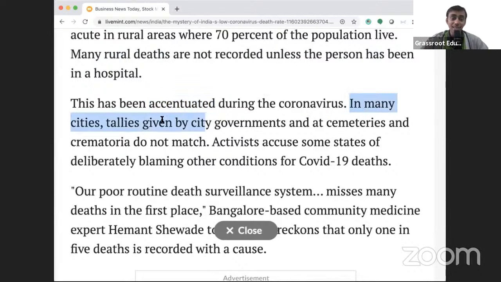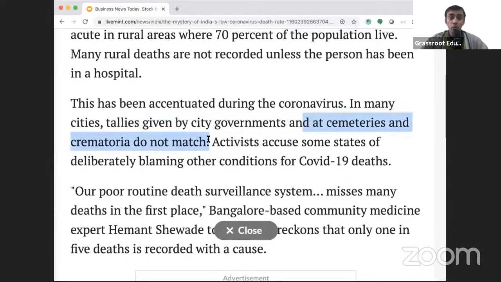In many cities, tallies given by city governments and at cemeteries and crematoria do not match. Activists accuse some states of deliberately blaming other conditions for COVID-19 deaths. Accuse means to blame someone of some wrongdoing. Deliberately means wantedly, with full intention. So activists are saying, hey, that particular person might have unfortunately passed away due to coronavirus, but you're saying something else happened, and because of that he passed away, so you are attributing wrong reasons for it. That's what the activists are saying.